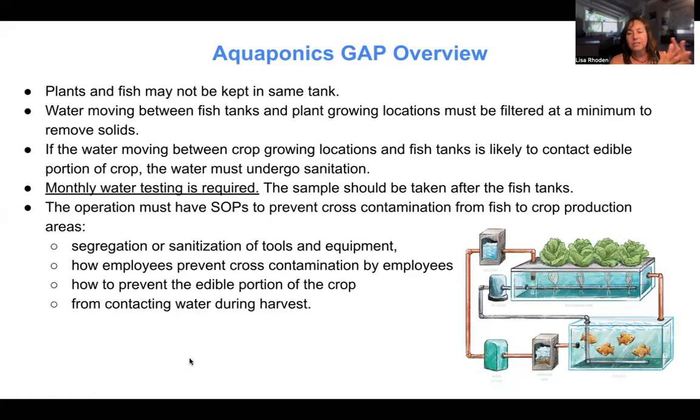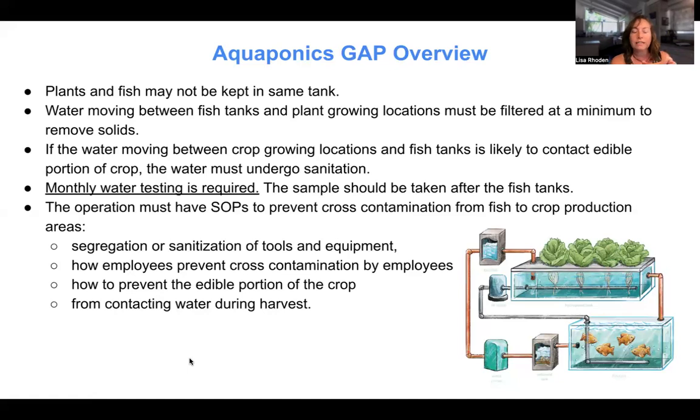Monthly water testing is required. This is the big one for aquaponics GAP. So the water testing is ramped up quite a bit here. You need to take your sample after the fish tanks, so as it's moving towards your crop. And the last thing for this that's a little bit of a difference between other types of systems and aquaponic systems, you're going to need a couple additional SOPs that are really focused on cross-contamination.